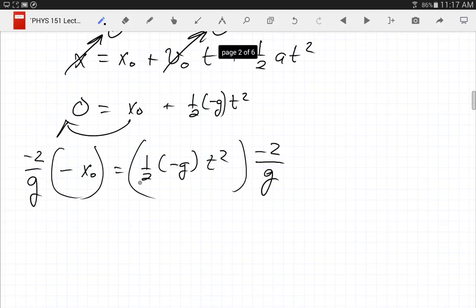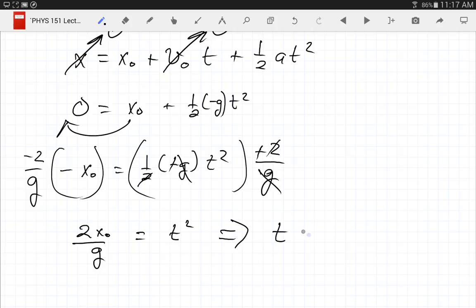And notice this 2 cancels with that. That's why I got the 2. This minus cancels with that. That's why I have the minus. This g cancels with that. And so the right side is just t squared. The left side is minus times minus is plus 2x0 over g.